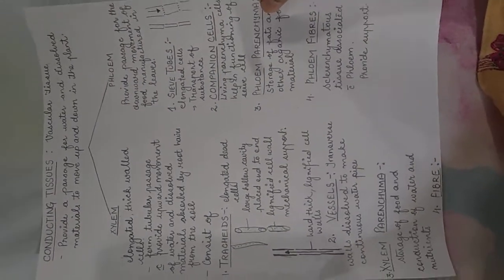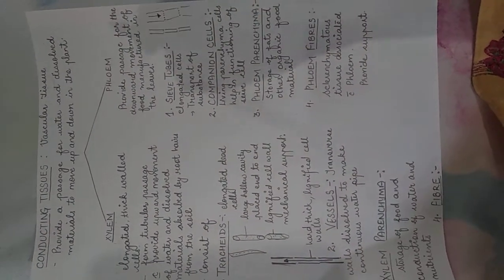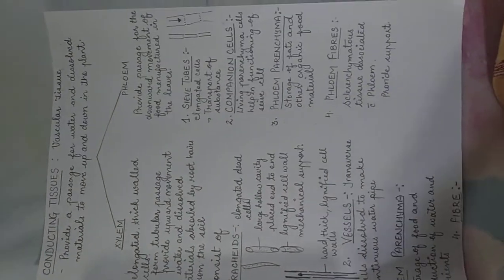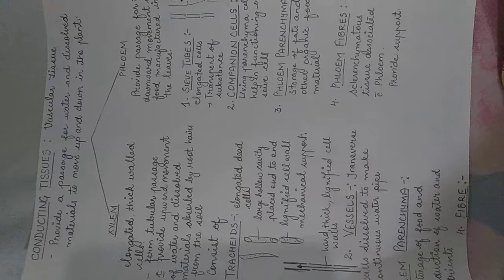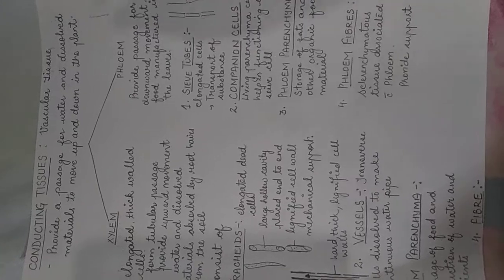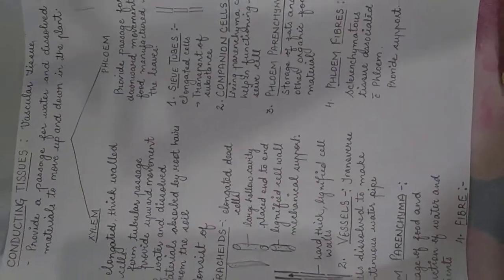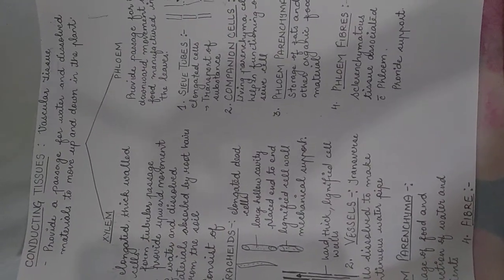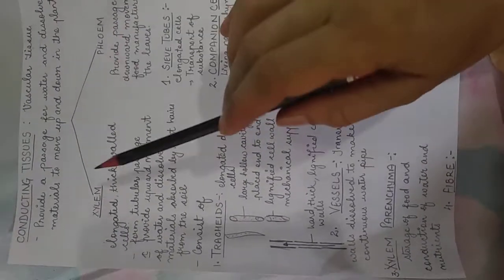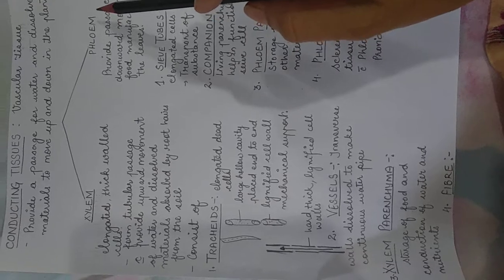Now the conducting tissues. They are also known as the vascular tissues. Why? Because they provide a passage for water and dissolved minerals to move up and down in the plant. In both directions, the water and the dissolved minerals move throughout the plant. Now these vascular tissues are of two types, xylem and phloem.